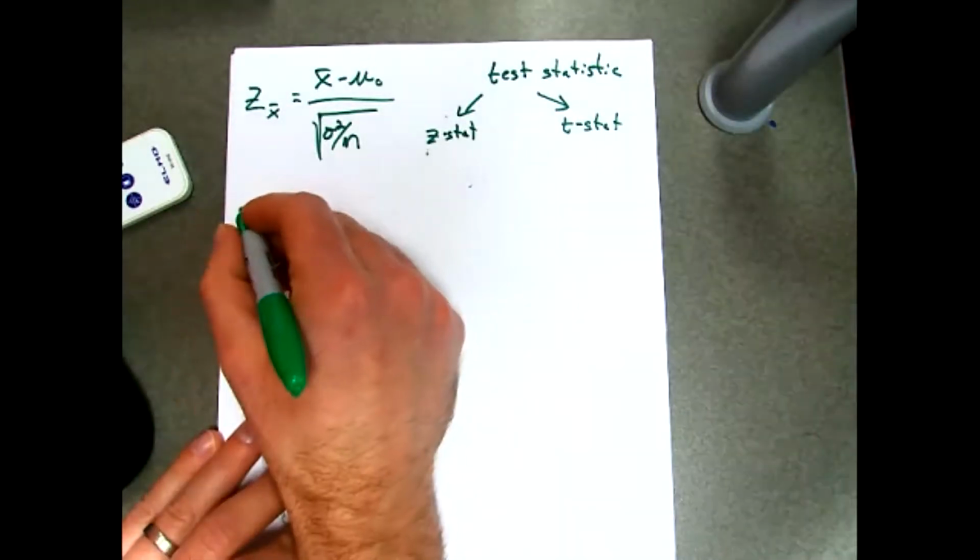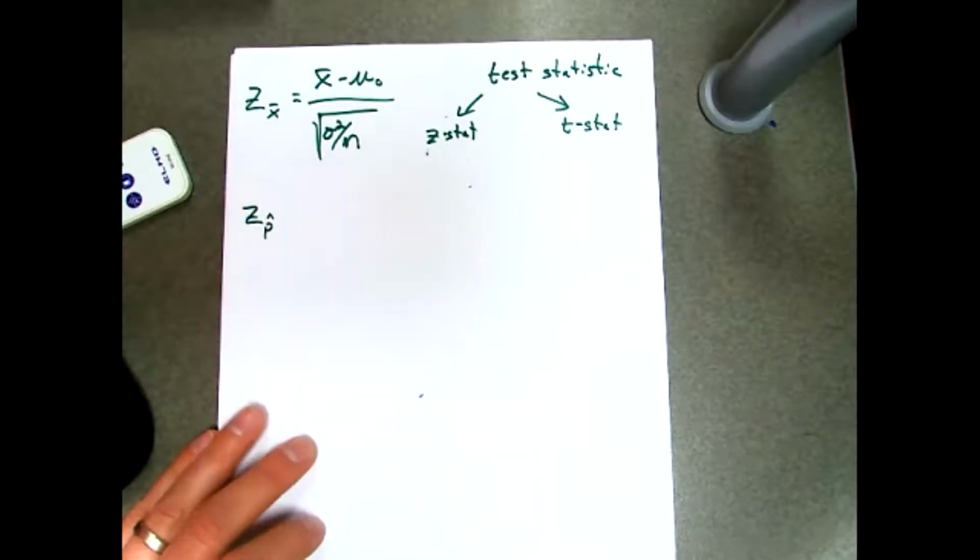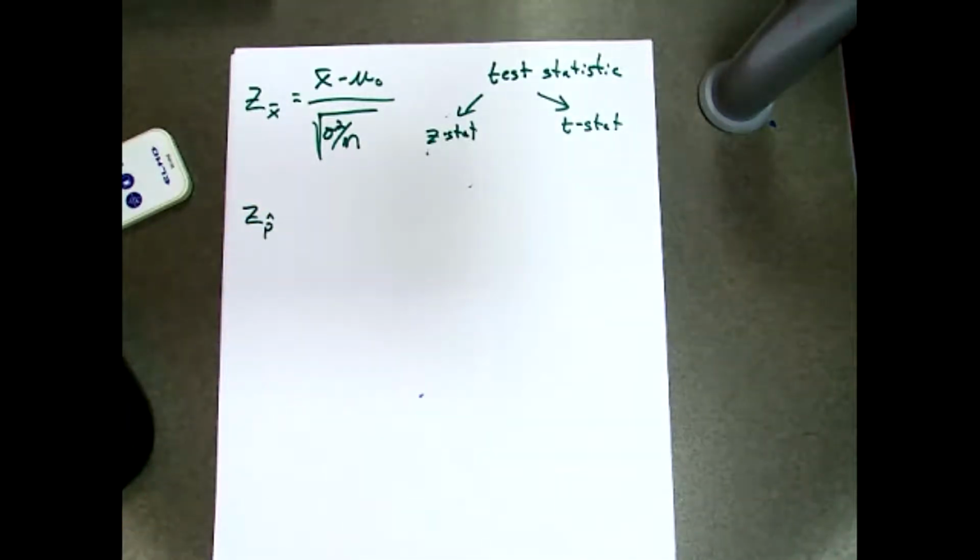So let's think about if we wanted a test statistic for a sample proportion. We did this hypothesis testing for sample means. We can also do it for sample proportions. It's just that instead of assuming the population mean is greater than, less than, or equal to a certain value, we assume the population proportion is less than, greater than, or equal to a certain value. Okay.